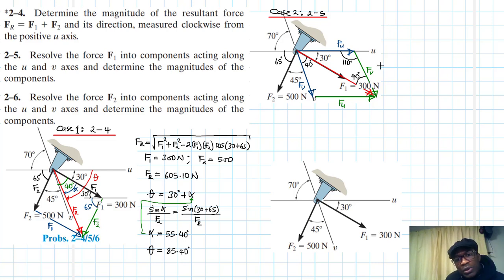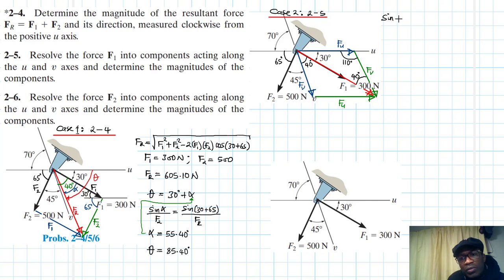Great. So once we have all that information, then everything else becomes direct. Let's start with, it doesn't matter which one we start with. We can start with FU or FV. So let's start with FU. Okay, using sine rule. So just say sine 30.